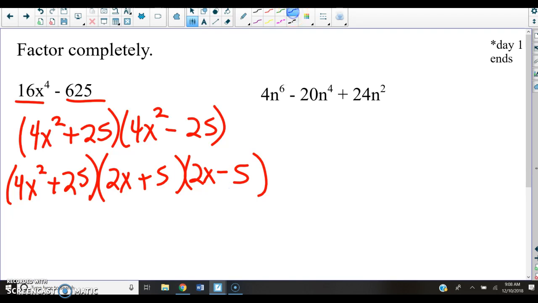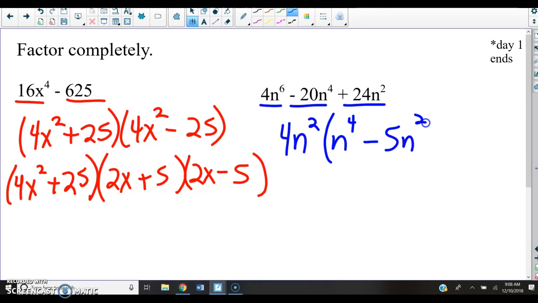Okay. And this next one, which will be the end of today's video, they have 4n to the 6, negative 20n to the 4, and positive 24n squared. I think I can take a 4n squared out, and I'm left with n to the 4 minus 5n squared plus 6.